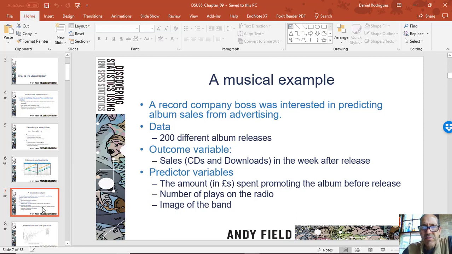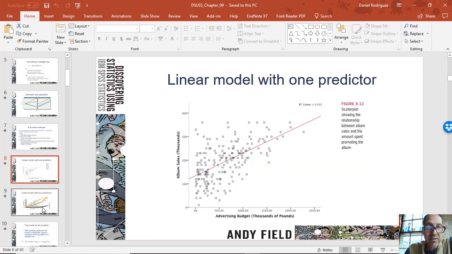A record company boss was interested in predicting album sales from advertising. The data are 200 different album releases. The outcome variable is sales, either CDs or downloads in the week after release, and the predictor variables are the amount of pounds spent promoting the album before release, the number of plays on the radio, and the image of the band. Those would all be predictor variables.